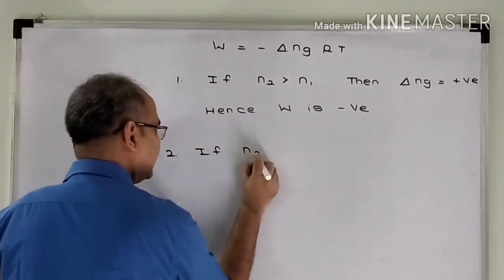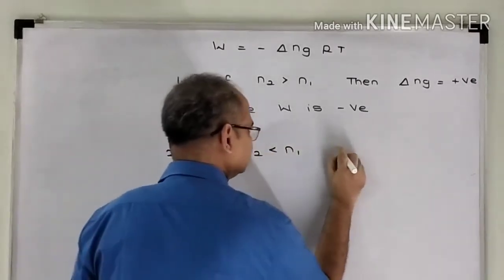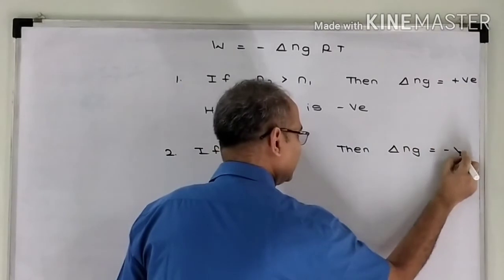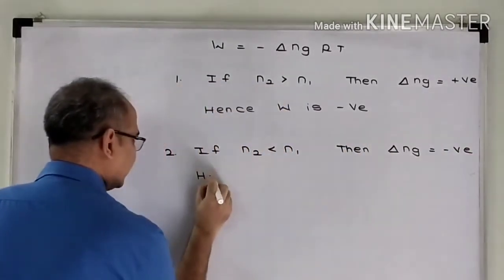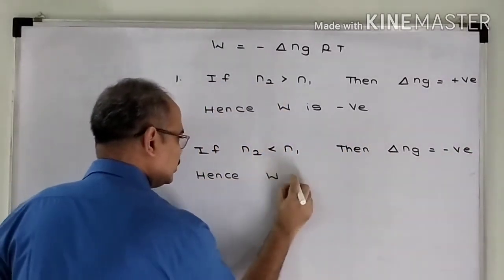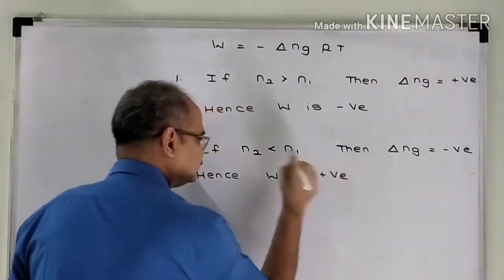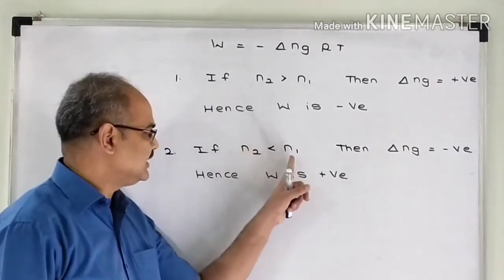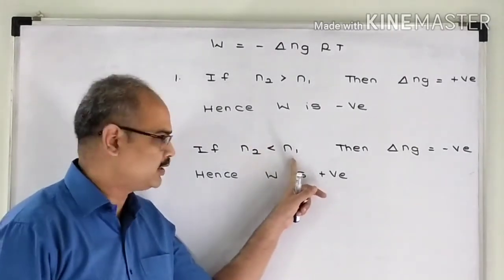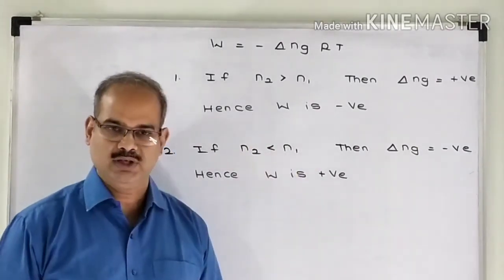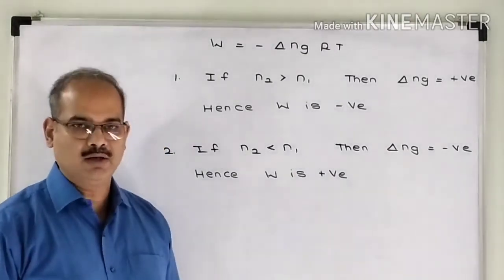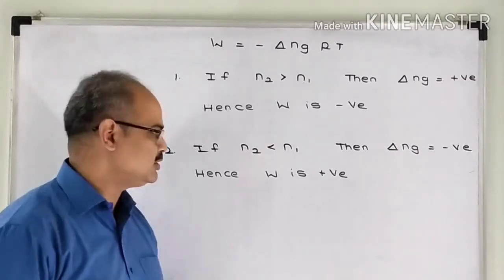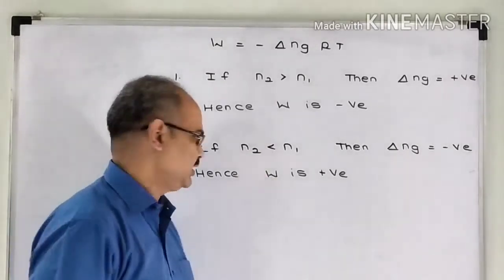If N2 is less than N1, then delta Ng is negative. Hence, W is positive. So, if total number of moles of gaseous products is less than total number of moles of gaseous reactants, work done is positive. Or, in other words, if the reaction proceeds with decrease in number of moles, then work done will be positive.